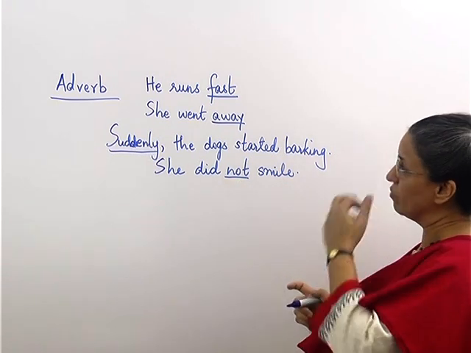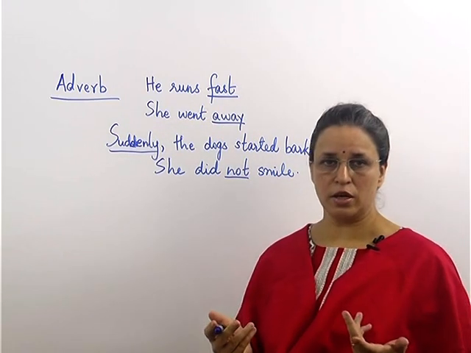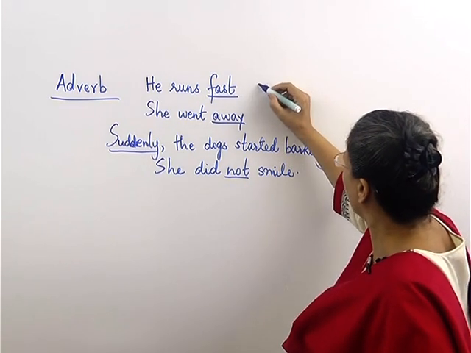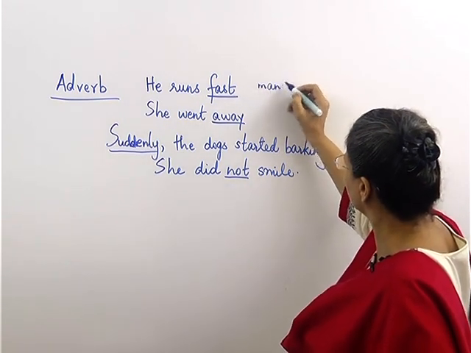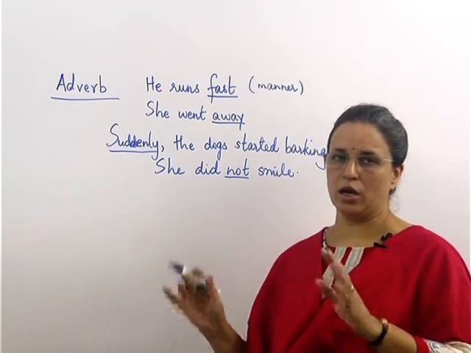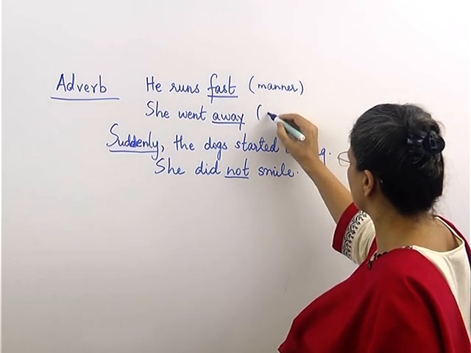Now, all these adverbs are of different types. He runs fast. How does he run? It tells you the manner in which he runs. So, fast is an adverb of manner. She went away. Where did she go? So, it tells you adverb of place.